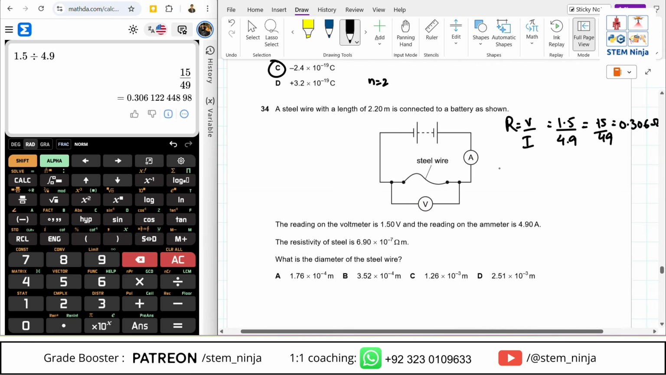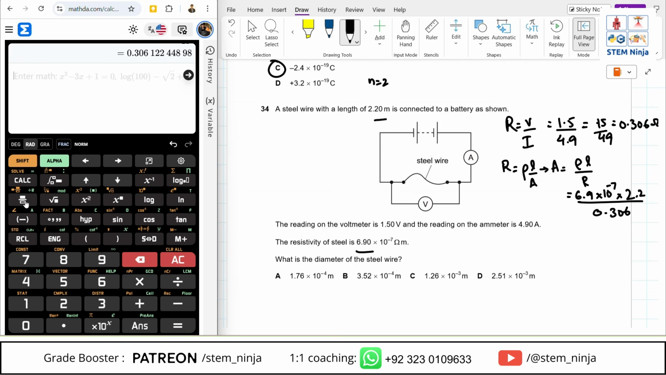Now we need the diameter. First off, we can find out the cross-sectional area. So we know resistance is equal to resistivity times L over A. So first we can figure out A. A is rho L over R. Rho is given to be 6.9 times 10 raised to power minus 7. Length is given as 2.2. And R we have just found out, 0.306.